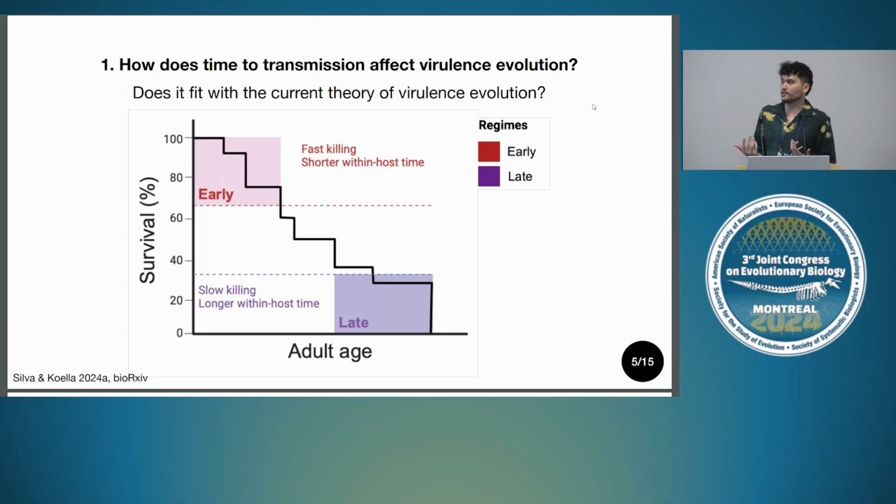A priori, we would expect that early would select for a more virulent parasite, and late would select for something more along the lines of mutualism, if we see it as a gradient between mutualism and parasitism.